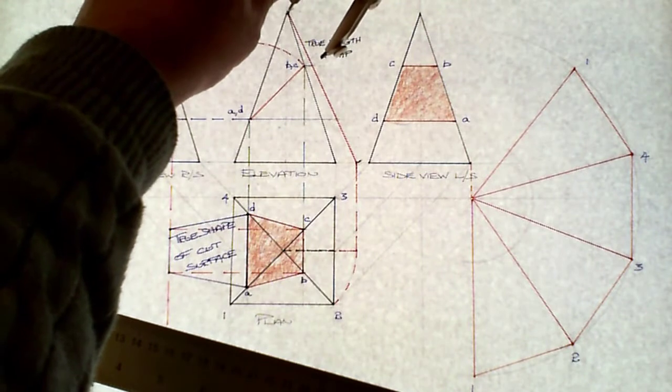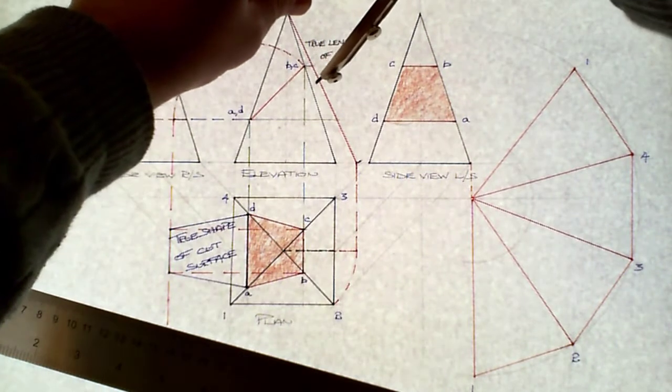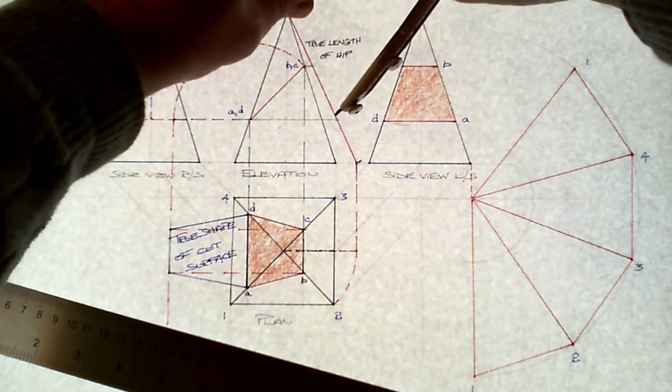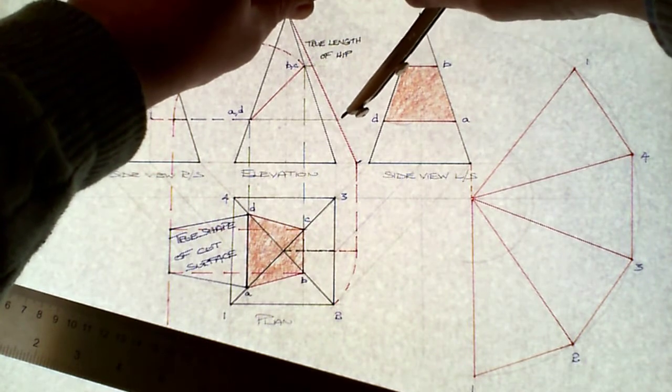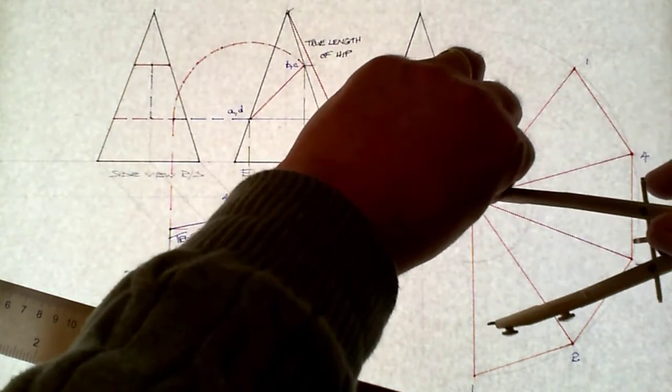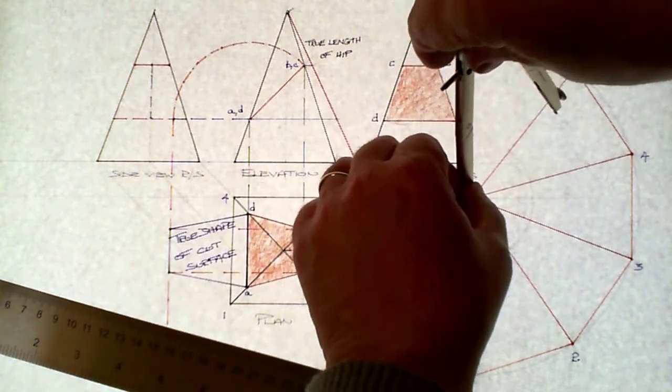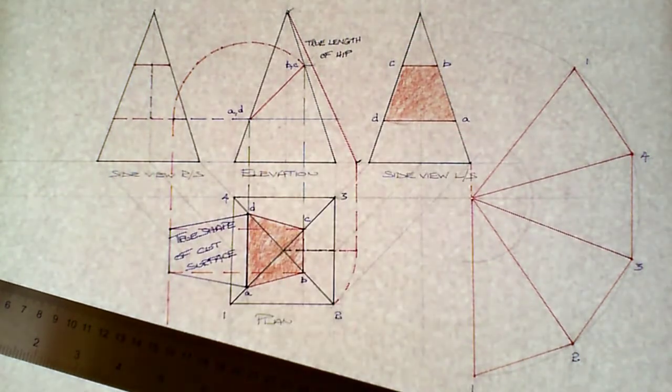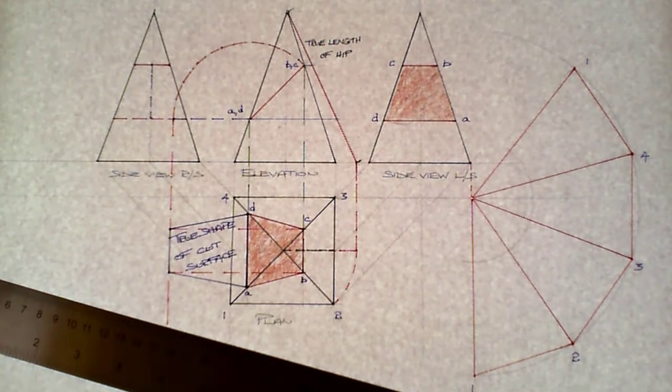Now I also then, true length line, go down to the next point here, AD, and I pull that around. Okay, now I'm going to just again use the French curves just to show those curves being brought around.